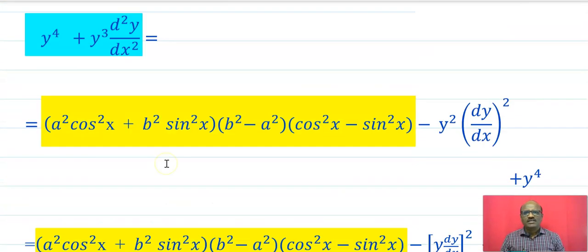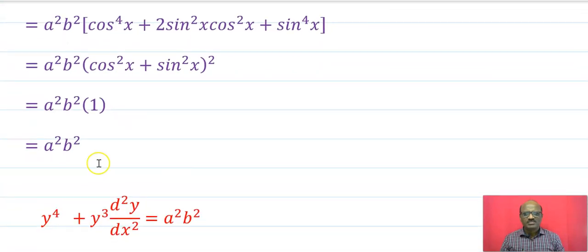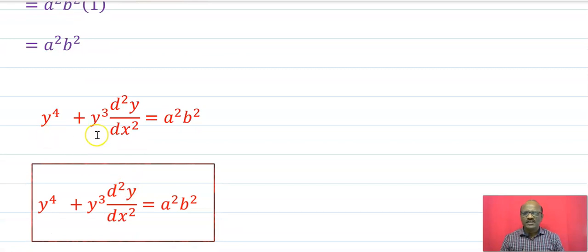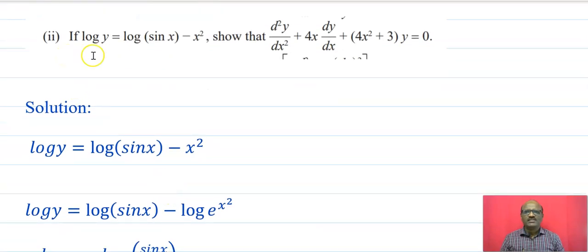And overall, that is, here we have taken y^4 plus y^3 d2y by dx^2. This overall expression is equal to a^2 b^2, and hence y^4 plus y^3 d2y by dx^2 is equal to a^2 b^2, and that's what we wanted to prove. Now next question is, if y log y is equal to log of sin x minus x^2, then show that d2y by dx^2 plus 4x dy by dx plus (4x^2 plus 3) into y is equal to 0.